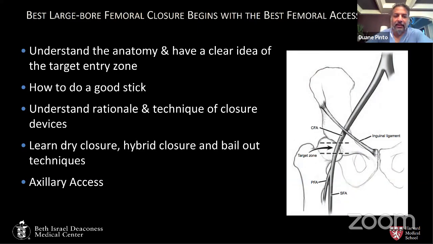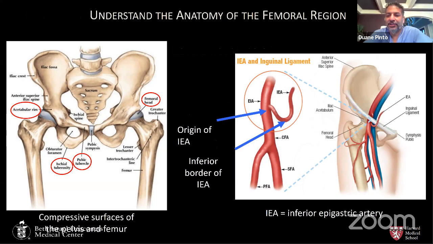So we'll go into more detail about this along with other things, but this is now to just recapitulate what we talked about, the anatomy. But I want to draw your attention to the middle portion of the pictures here where you see the inferior epigastric artery. The inferior border of the inferior epigastric artery is where the inguinal ligament is. So the inferior epigastric wraps around the inguinal ligament, and its inferior portion is what you want to be below. I want to draw the distinction between the origin of the inferior epigastric artery and the inferior border.